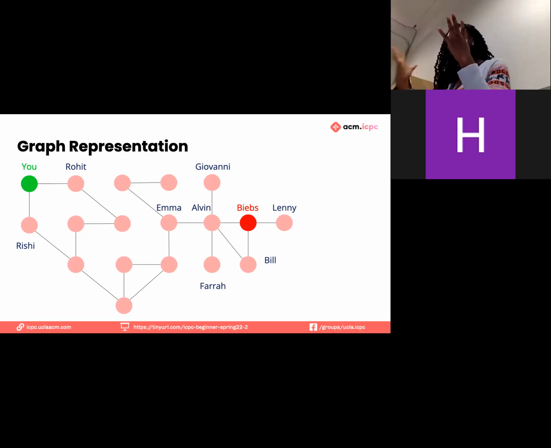Well, one general problem solving technique is to start with the easy cases, right? And so we can ask, what is the shortest path to Justin Bieber for, say, Alvin? It's pretty clear, we've already said it, that it's one, right? Alvin is connected to Justin Bieber, so he's friends with him. So how can we use this fact that the shortest path to Justin Bieber for Alvin is one to find the shortest path to Justin Bieber for any friends of Alvin's?